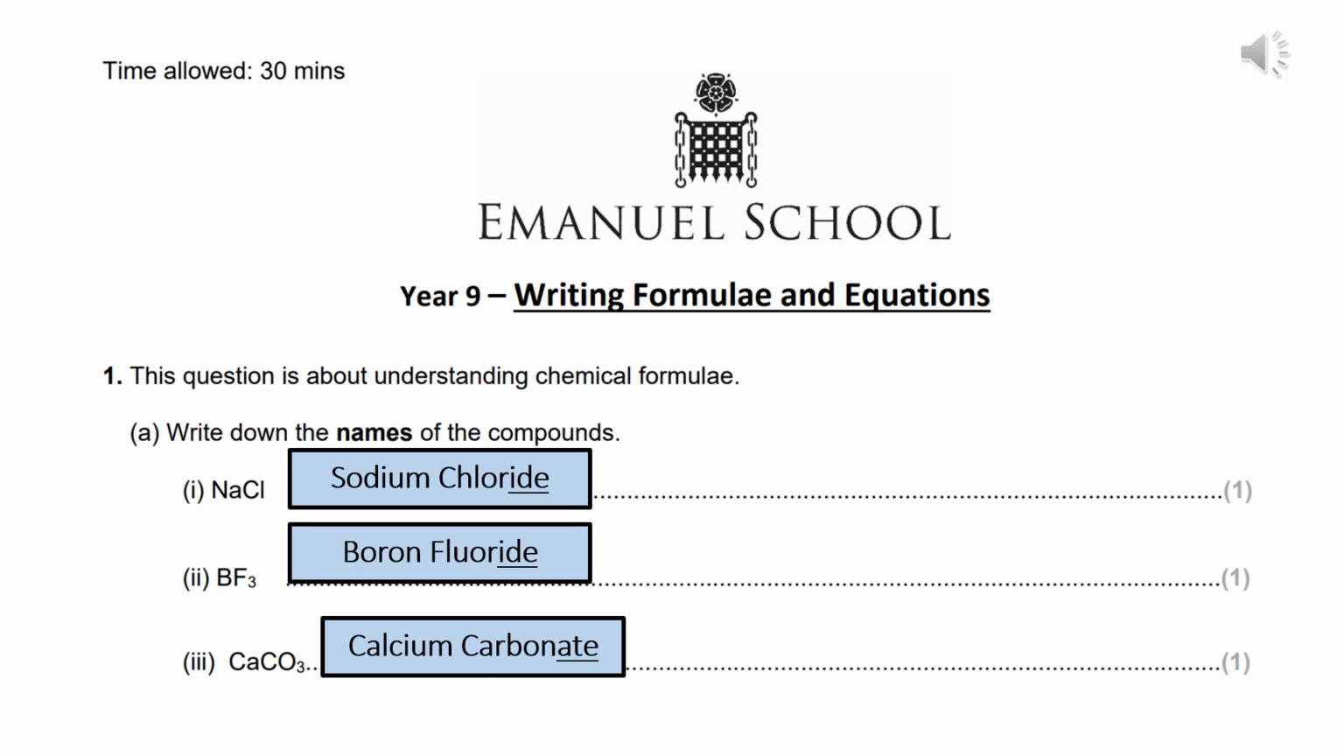For II, where it says BF3, that is boron fluoride. Again, "ide" is really important there. And also when you check your spelling of fluoride, if you can see the word flour, F-L-O-U-R, that's an incorrect spelling of fluoride. It's F-L-U-O-R. For III, this is calcium carbonate, not "ide", because there's oxygen inside of there as well. So if I've allowed an answer, will you write down the correct answer as it is on this mark scheme?